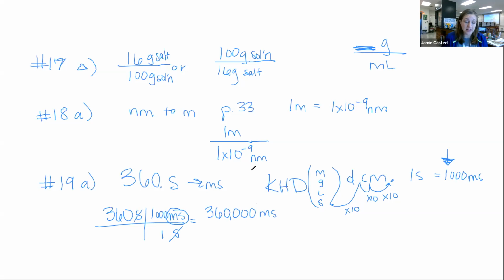Number 20 is going to be fun. You got this. Just know that you know 1 year, and you're working your way to seconds. Okay? Be careful. Don't use months. Months is not the way to go. Okay?